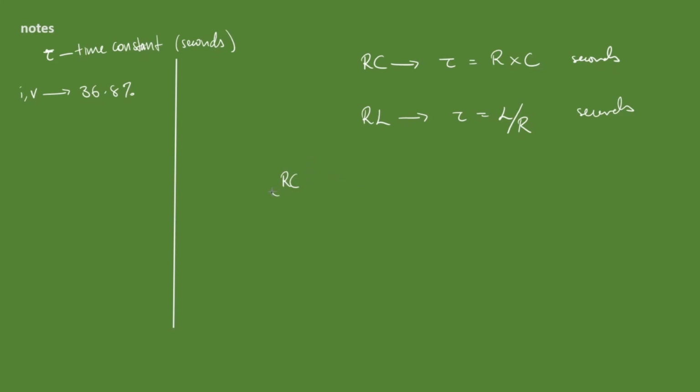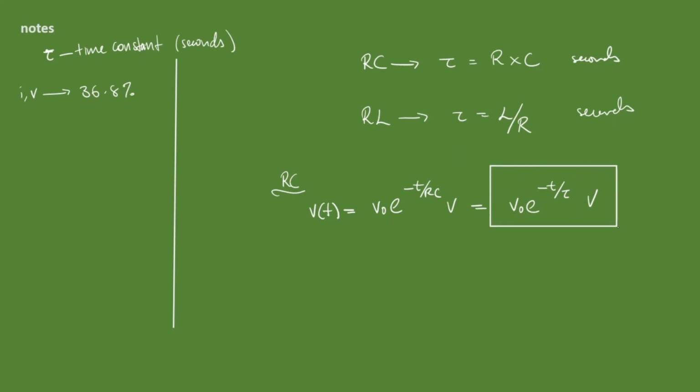So for RC source free, remember our formula: voltage as a function of time is equal to V naught times e to the minus T over RC volts. What happens when we sub the time constant in? It becomes V naught e to the minus T over tau volts. So we can see our formula is much cleaner than it was at the beginning. The same thing is going to happen for RL, but we've got to be careful not to make a mistake.